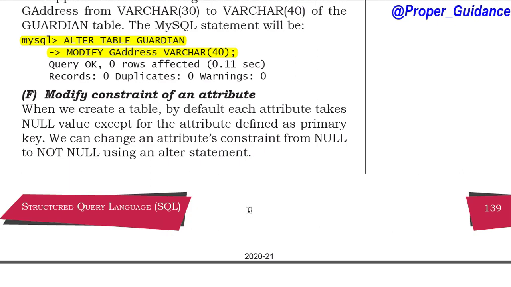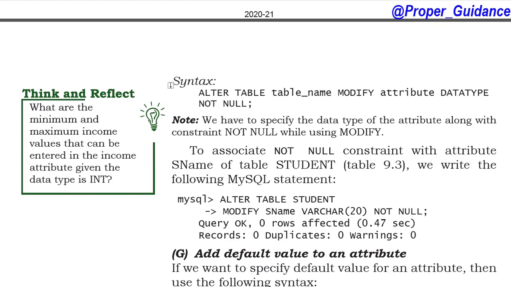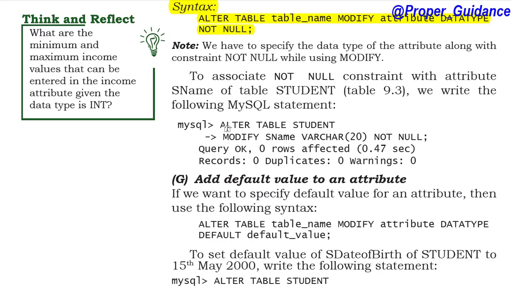Modify constraint of an attribute. When we create a table, by default each attribute takes null value except for the attribute defined as primary key. We can change an attribute's constraint from null to not null using an alter statement. Syntax is here, not null. Okay. And to associate not null constraint with attribute sname of table student, we write the following MySQL statement like this: alter table student modify sname varchar not null.